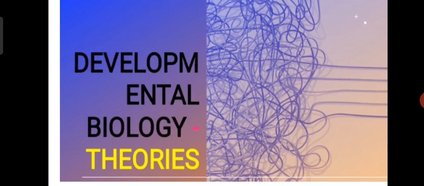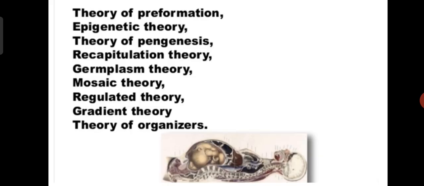In developmental biology there are 10 theories: theory of preformation, epigenetic theory, theory of pangenesis, recapitulation theory, germ plasm theory, mosaic theory, regulative theory, gradient theory, and theory of organizers. And another one is von Baer's law theory. Actually there are 10 theories.